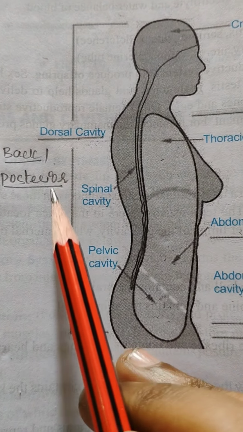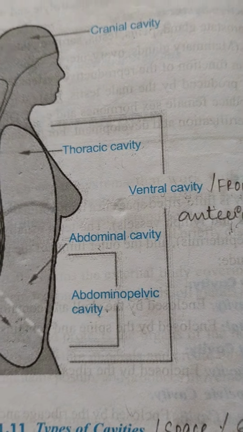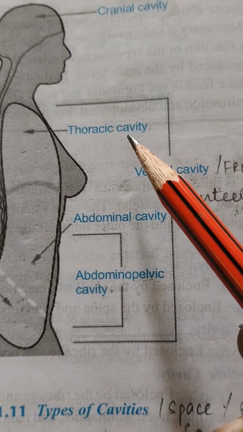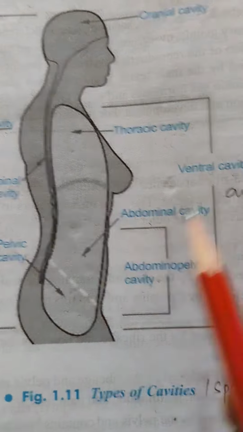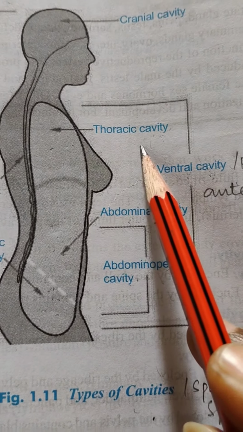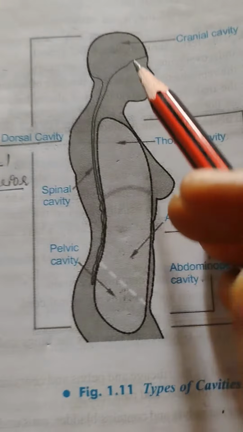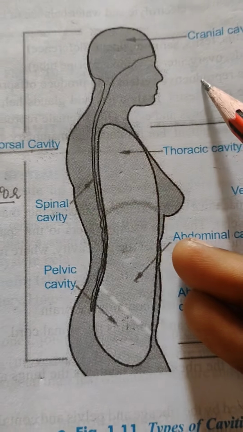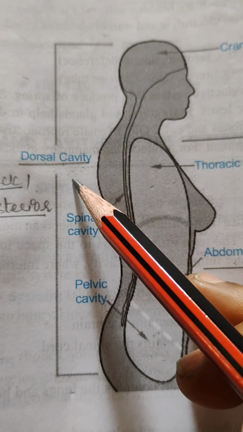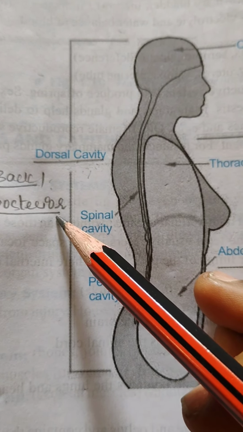Also called frontal side or anterior, and dorsal cavity, also called back side or posterior. So let us discuss one by one. See here, the thoracic cavity, abdominal cavity, and pelvic cavity form the ventral cavity. The cranial cavity and spinal cavity form the dorsal cavity, or backside, or posterior.